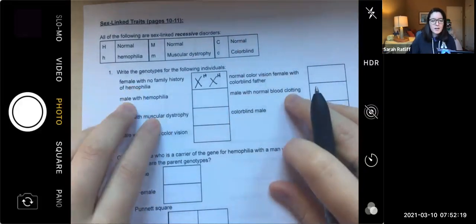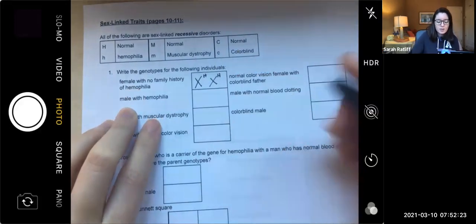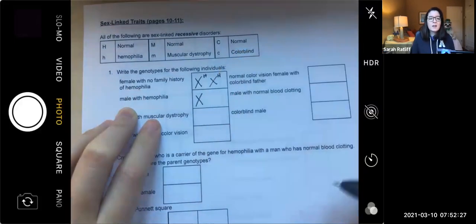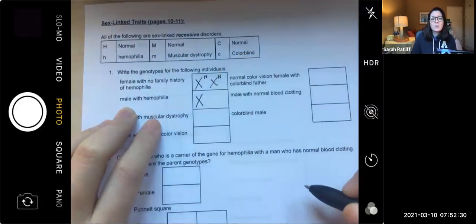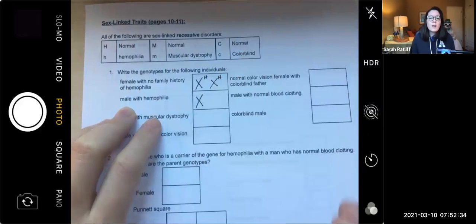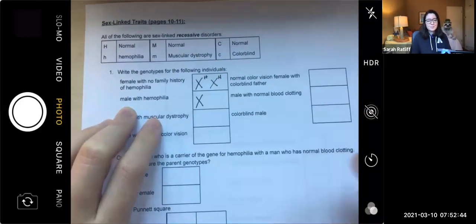All right, moving down, a male with hemophilia. We know males are going to have at least 1 X. And because these are X-linked traits, when we say sex-linked, we almost always mean X-linked. Y chromosomes are very, very small compared to X chromosomes, so they don't have as much space for these extra traits. So almost always, more often than not, it will be on that X chromosome.